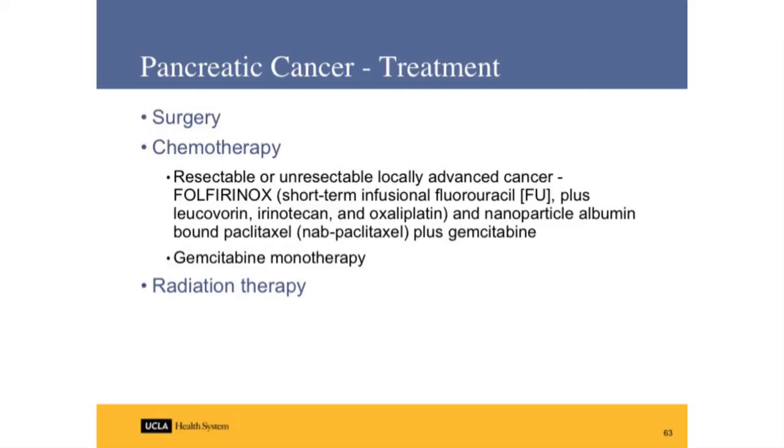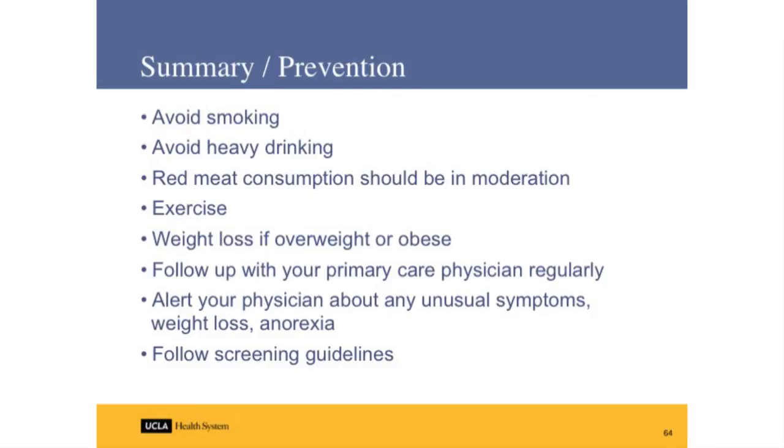So just to summarize, the different modes of prevention are, you can't change your genes, but there are certain lifestyle factors that one can do. So avoid smoking, because I think smoking was implicated as a cause in all of the cancers that I mentioned. Avoid heavy alcohol consumption. Red meat should be consumed in moderation. Exercise is important. Weight loss if one is overweight or obese.